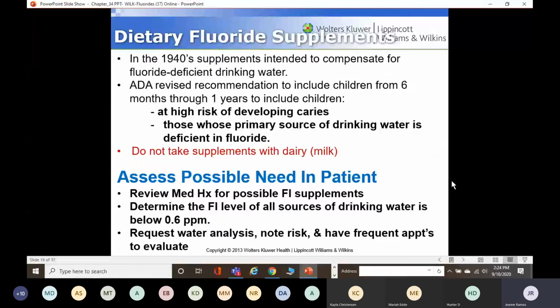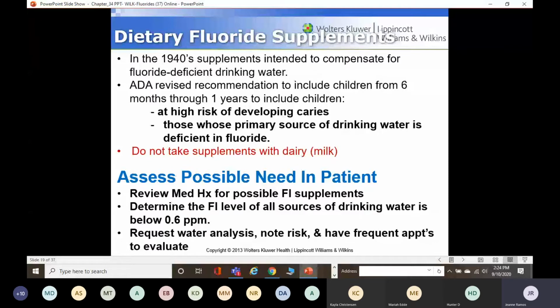Dietary fluoride supplements. So in the 1940s, supplements were intended to compensate for fluoride deficient drinking water. And the American Dental Association revised the recommendation to include children from 6 months through 1 year, and to include those children at high risk of developing decay, those whose primary source of drinking water is deficient in fluoride. So also remember not to take the supplements with any dairy.